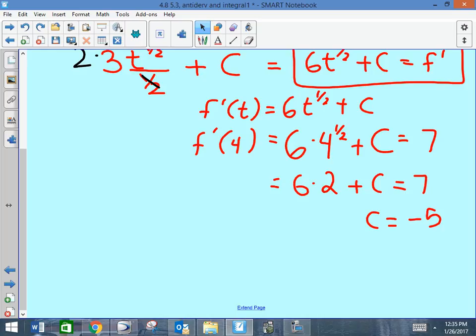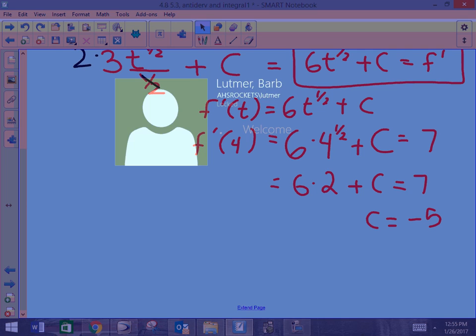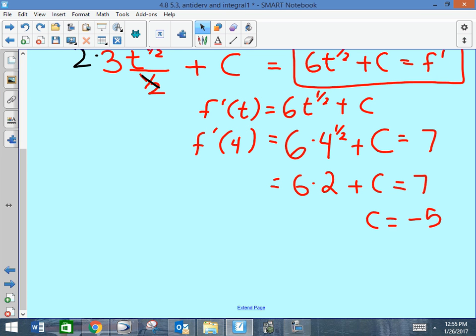Oh, yeah. Okay. There's only one down, right? Okay, so let me tell you what F prime is. 6t to the 1/2 minus 5. Okay. Because remember, here was F prime of t without C. All right, that's a lot of work.